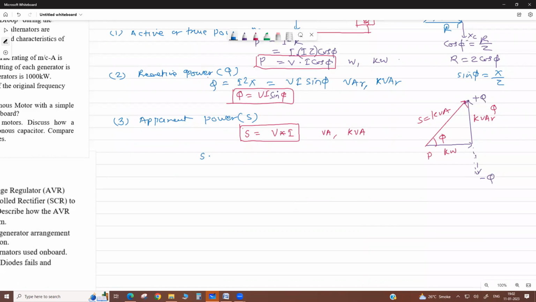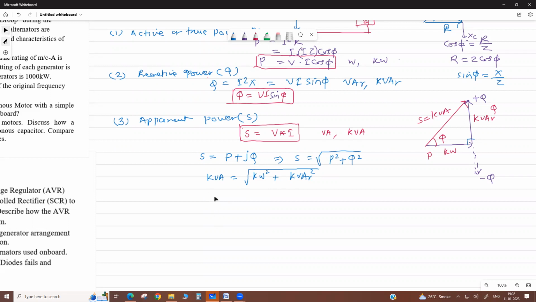Now this S is also called the complex power. We can write this real part, this imaginary part. Or we can calculate like this, S equals the square root of P square plus Q square by Pythagoras, because it is a right angle triangle. Or kVA equals the square root of kilowatt square plus kVAR square. Correct?